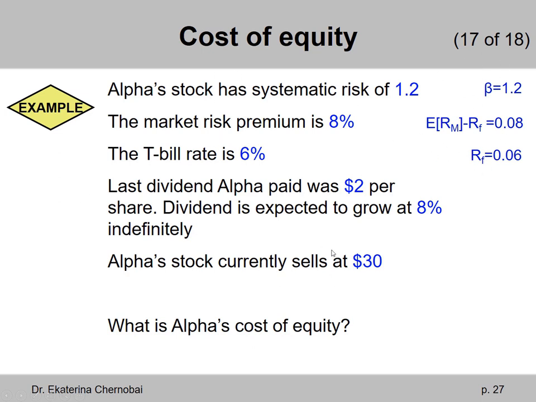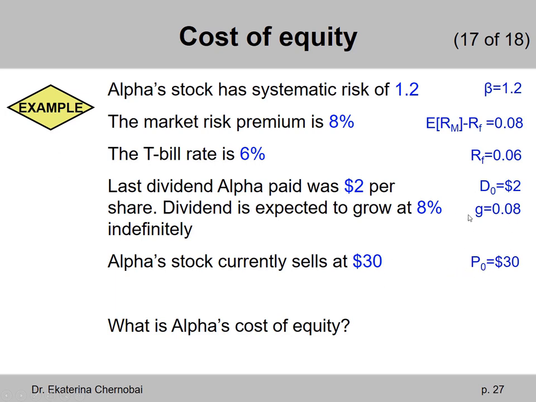Now let's look at what else is given. The last dividend that Alpha paid was $2 per share, so that's D subscript 0. Dividend is expected to grow at 8% indefinitely, that's the growth rate, lowercase g. Alpha stock currently sells at $30, that's today's price, P subscript 0.